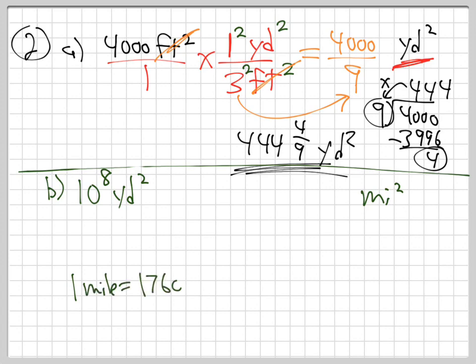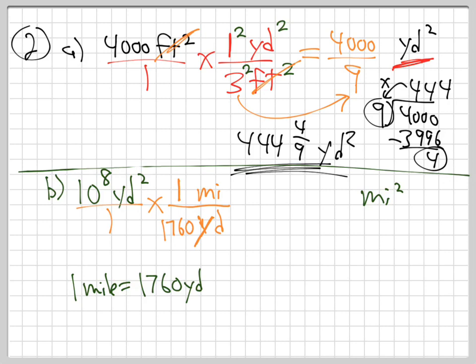1 mile, 1760 yards. Okay, so let's put this over 1, multiply. Remember, what are we going to do as our first step? We're going to put, where do yards go? On the bottom. And then we'll put the miles on the top, and we'll say 1760 yards in 1 mile.